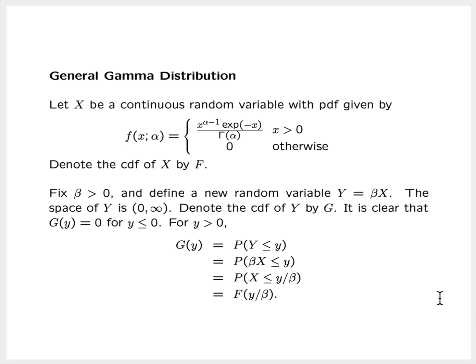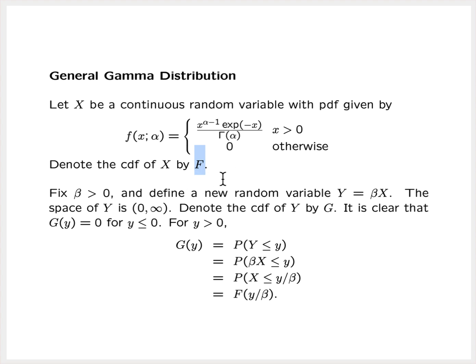Now we're going to look at the general gamma distribution. We're going to extend and generalize the PDF that we have been looking at up to this point. So again, let x be a continuous random variable. It has this PDF that we've been using, the special case gamma PDF. Since we're calling the PDF lowercase f, let's denote the CDF of this distribution by capital F.